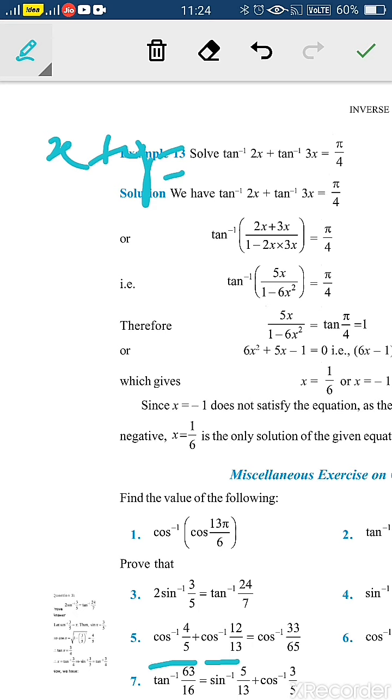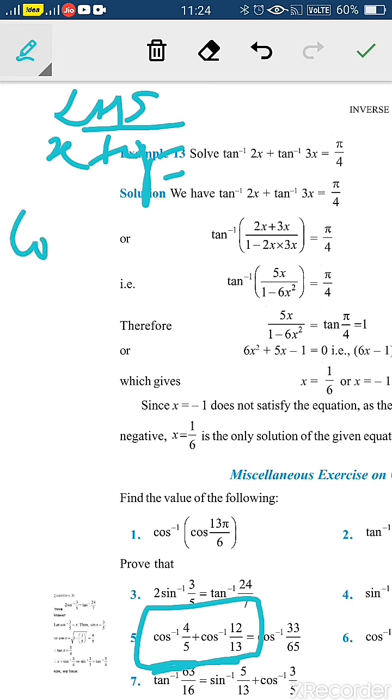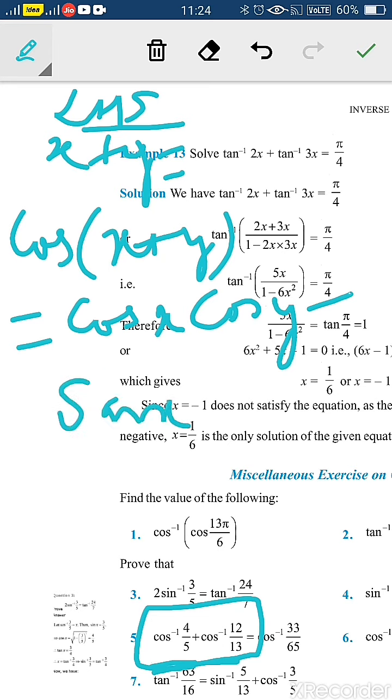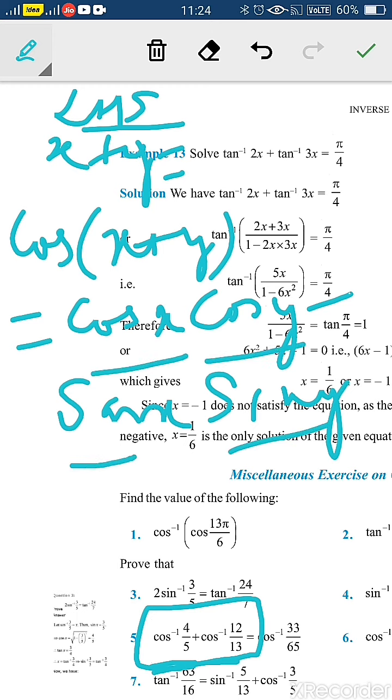X plus y is equal to this thing, right? We have taken the left hand side now, taking cos here. So what is cos of x plus y? What is the identity of cos a plus b? That is equal to cos a cos b minus sin a sin b, right? We have found all the values, so we will put the values here and we will get the answer, right?